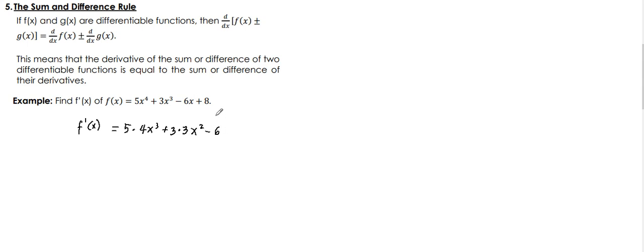Minus, ito naman, alam natin, this is identity rule. So ang ating x magiging 1, plus, and then ang ating constant, kasi ito ay constant, magiging 0. So that means, our derivative will be 5 times 4, that is 20, x cubed, plus 3 times 3, that is 9, x squared, minus 6 times 1, that is 6, plus 0 is 0. So, now, this is our derivative. Our derivative is 20x cubed plus 9x squared minus 6.